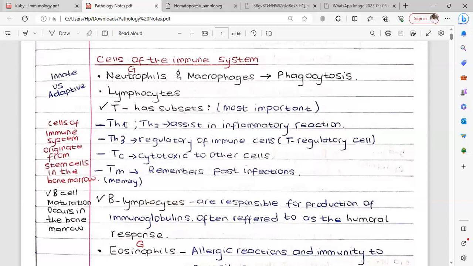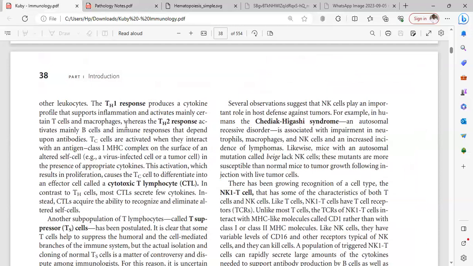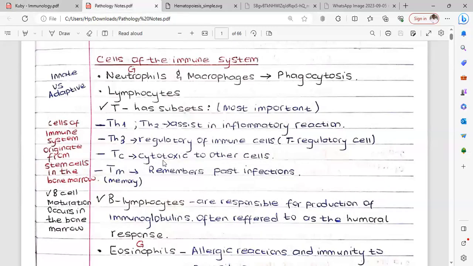So we have talked about T lymphocytes. They say that development is in the bone marrow, but maturation is in the thymus. And then we have seen the different categories of the T lymphocytes. We have the T helper, T cytotoxic, and the T suppressor. For the T helper, we have other subcategories, which are TH1 and TH2 that are used in the inflammatory responses, and then TH3, which is the T regulatory cell, and then T cytotoxic, which is cytotoxic to other cells. And then we have TM, which is used to remember past infections.